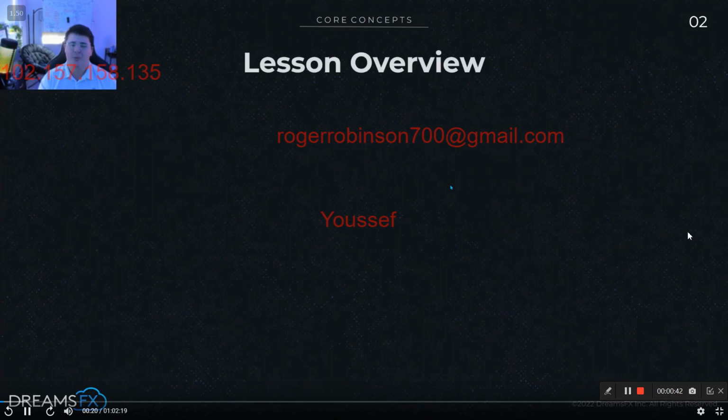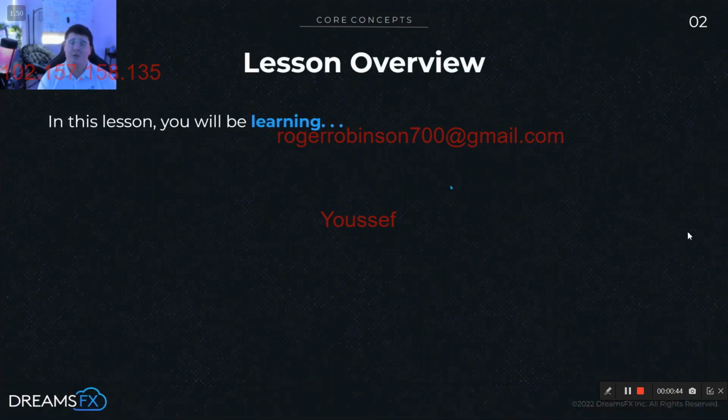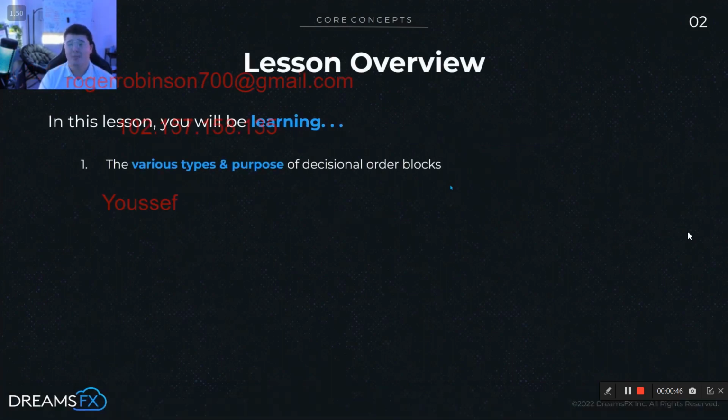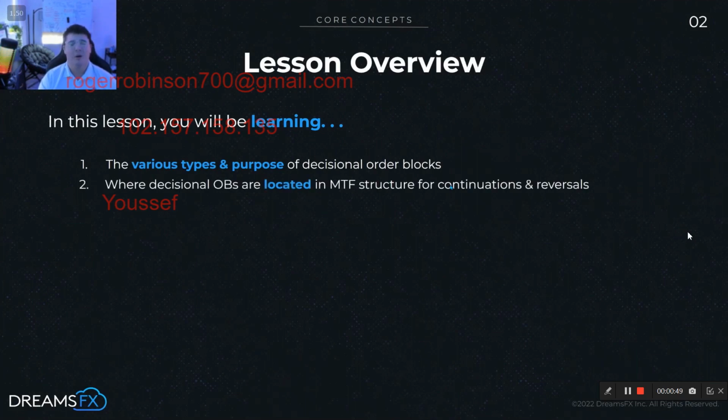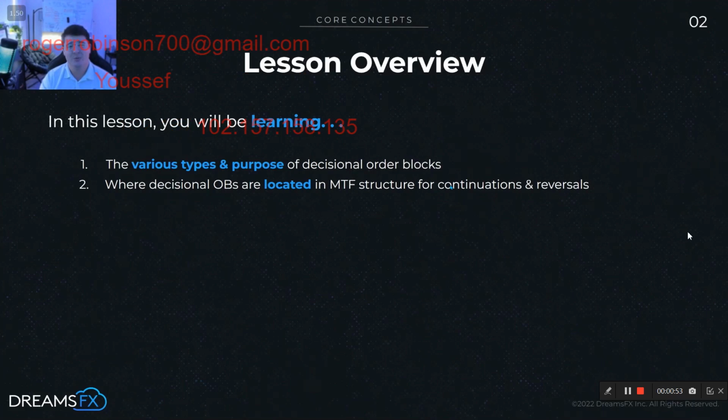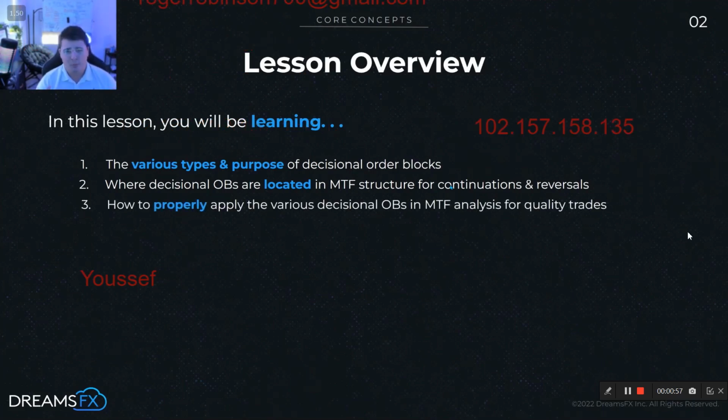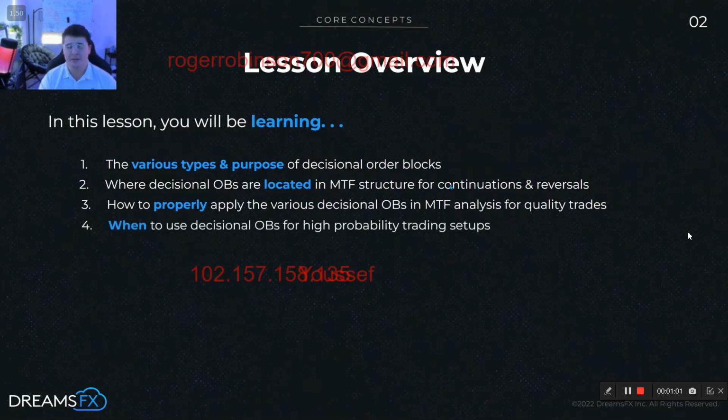All right, so lesson overview. What you can expect today and what you will be learning are the various types and purposes of decisional order blocks, where decisional order blocks are located within the multi-time frame structure for both continuations and reversals, how to properly apply the various decisional OBs and multi-time frame analysis for the highest quality trades, when to use specifically decisional OBs for high probability trading setups, decisional OBs versus extremes.